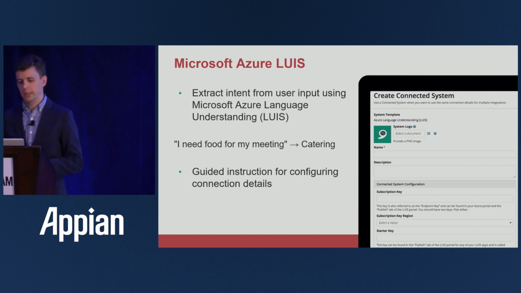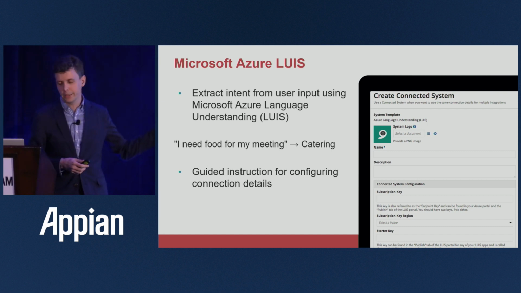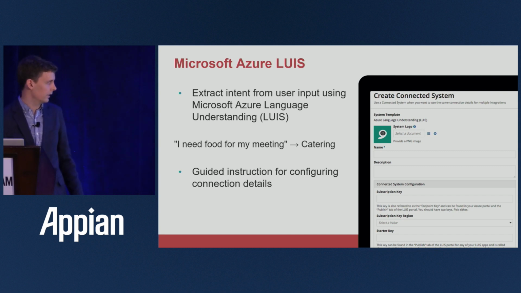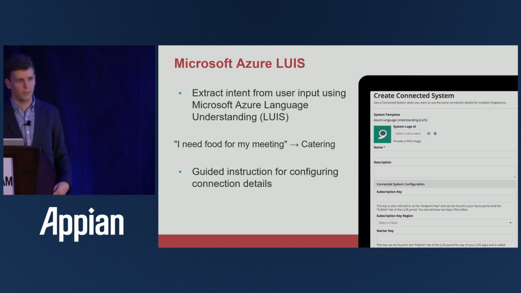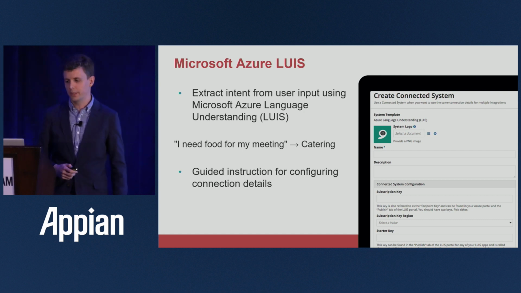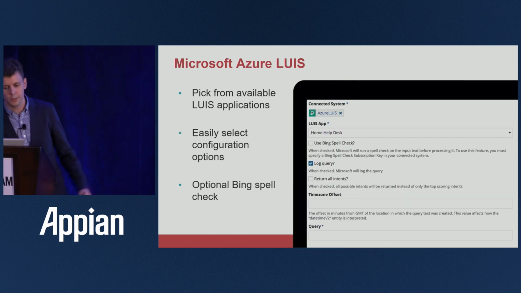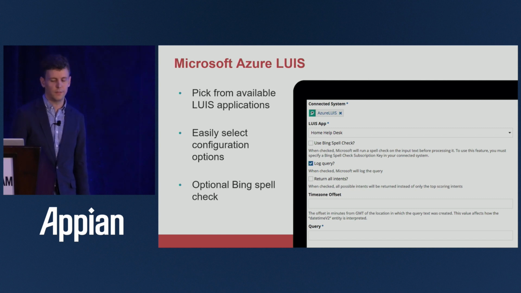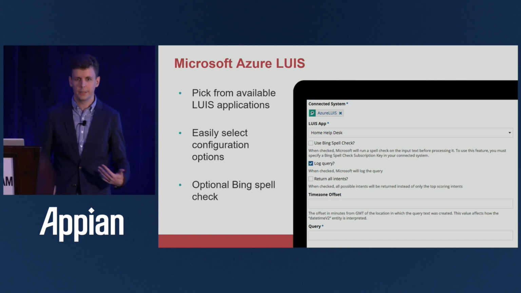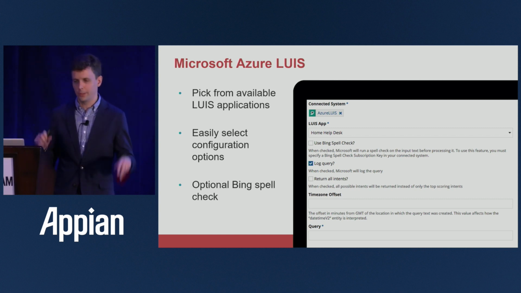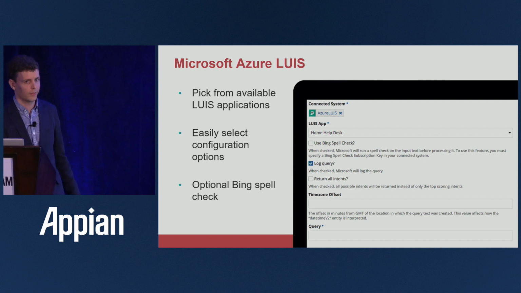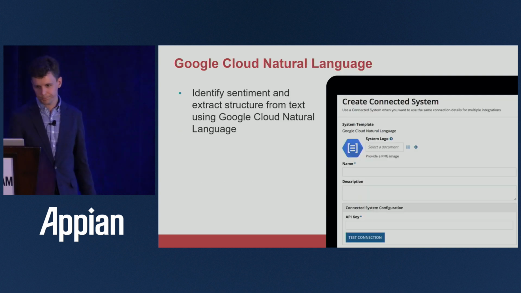And again, we're using Microsoft's nomenclature. They have subscription keys and a starter key and so forth. We even give you instructions on where in the Microsoft interface to grab that stuff. And then you can pick from the available LUIS applications, and then use the Microsoft specific stuff. Obviously Amazon and Google don't have a Bing spell check option that's specific to this. It's all set up ready for you.